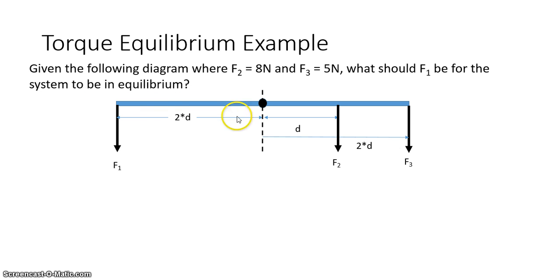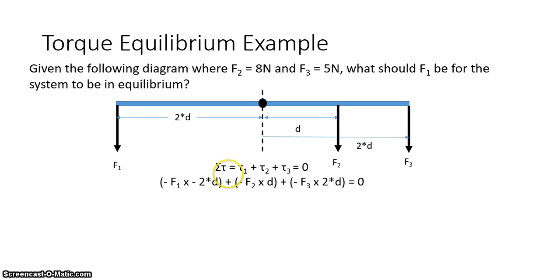Now, the distance between F2 and the pivot point is equal to D. The distance between F3 and the pivot point is equal to 2D, and the distance between F1 and the pivot point is equal to 2D also. So now given that that's the case, we know that in order for us to have torque equilibrium, the summation of torque should be equal to 0. That is to say, torque 1 plus torque 2 plus torque 3 should be equal to 0.